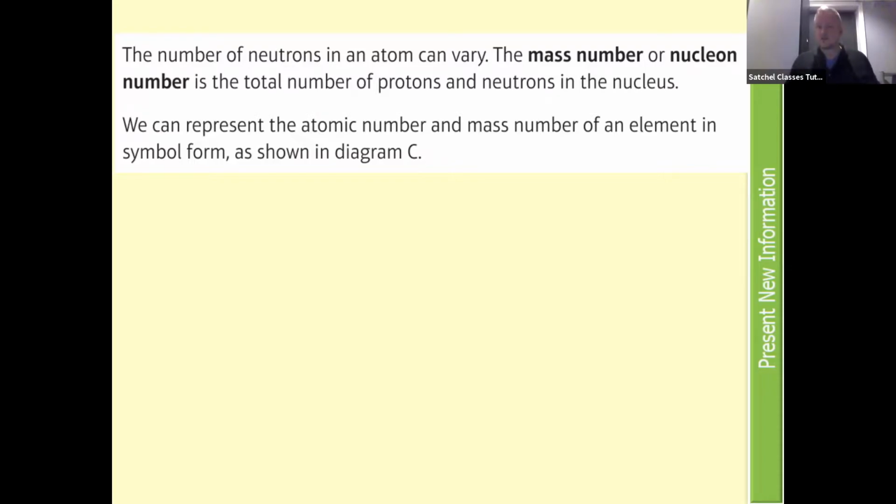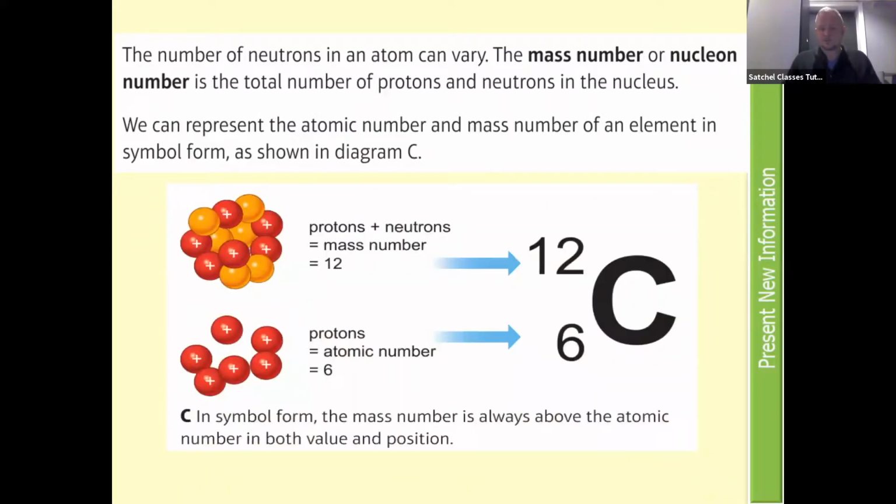Now we can represent the atomic number and mass number of an element in symbol form, as shown in the diagram below. Here I have an element, carbon 12-6. In symbol form, the mass number is pretty much always written above the atomic number, but I don't like to state that as the truth. I always like to think that if you are looking at the numbers, the smallest number is the atomic number or the proton number, and the largest number, because that is made up of both protons and neutrons, must be the mass number.